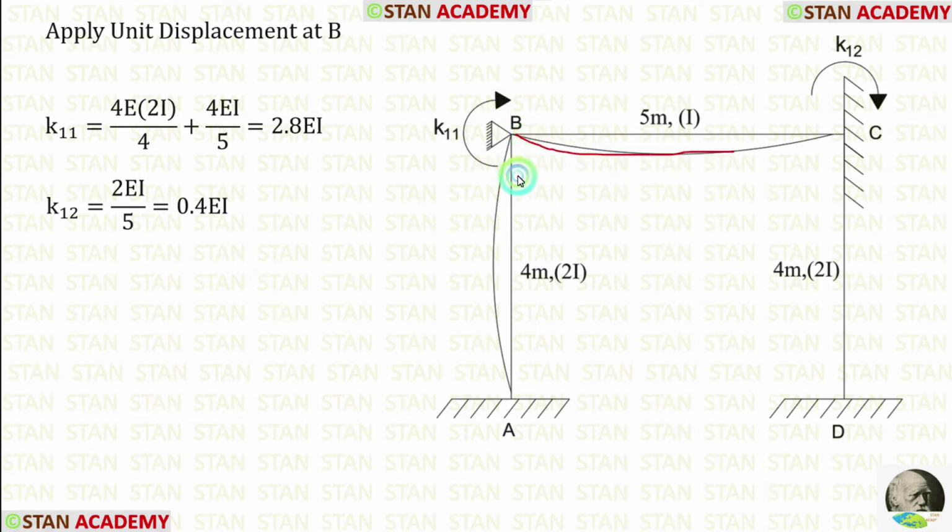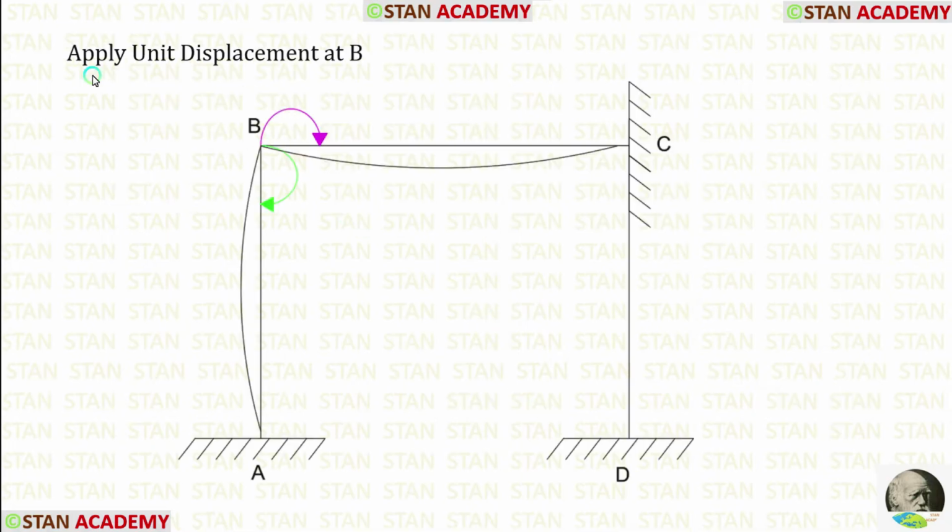Now let us see how to draw these curves. We are applying unit displacement in the point B in the coordinate direction. We made the coordinates in the clockwise direction. In the same clockwise direction, we have to apply unit displacement. The point B is a joint. It is connecting the columns BA and BC. So from the joint B, we have to make two clockwise curves. One curve towards the point A and one curve towards the point C.